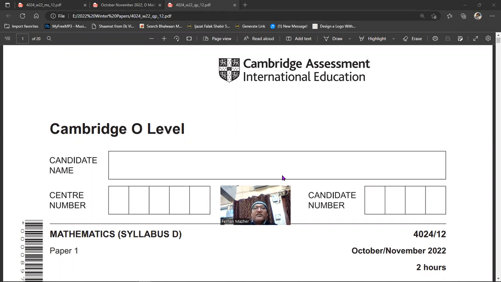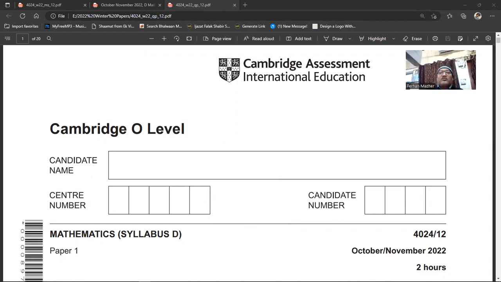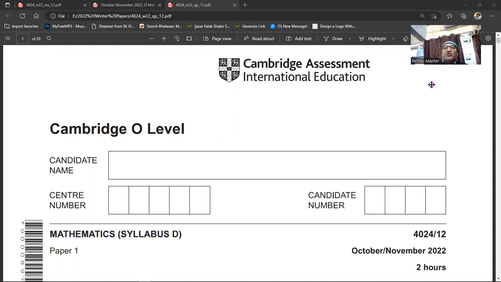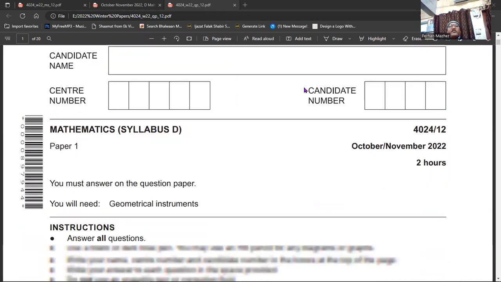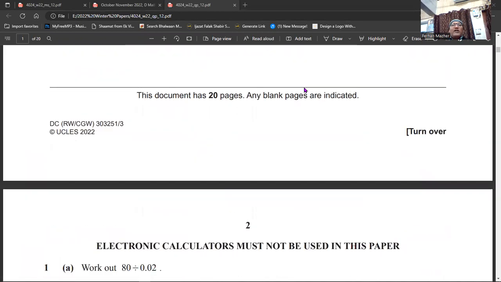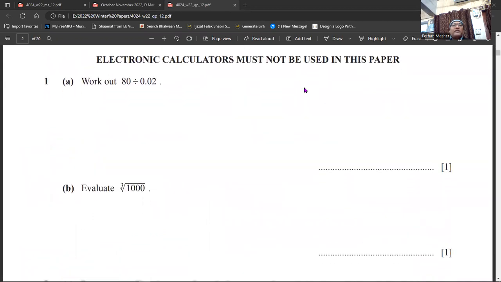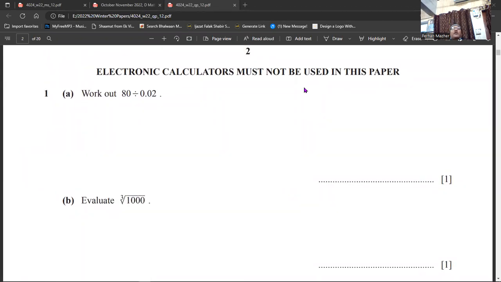So we are starting today's paper. This is the October-November 2022 paper, and let's start. 1-2 is the number of the paper. Okay, question number 1. Work out 80 divided by 0.02.